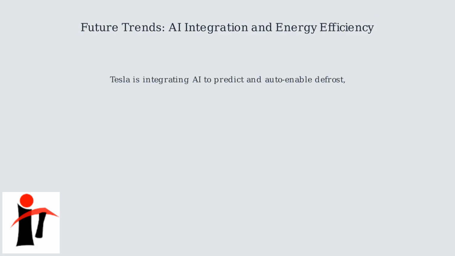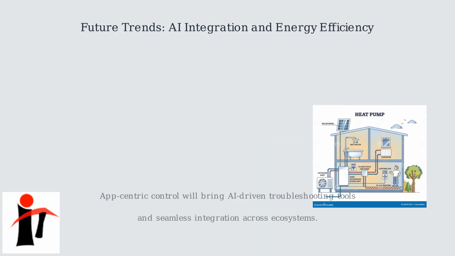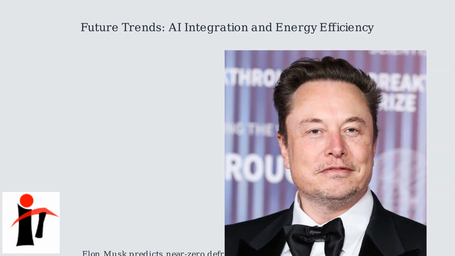Looking ahead, Tesla is integrating AI to predict and auto-enable defrost, reducing manual interventions by 40% in current beta tests. Future software updates will focus on optimizing defrost for energy efficiency using battery heat pumps in new models. As app-centric control becomes more prevalent, anticipate more AI-driven troubleshooting tools and a greater emphasis on seamless integration. Elon Musk predicts near-zero defrost failures by 2026 as AI improves.